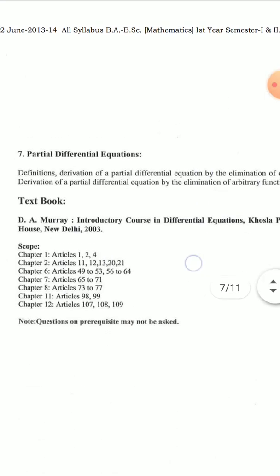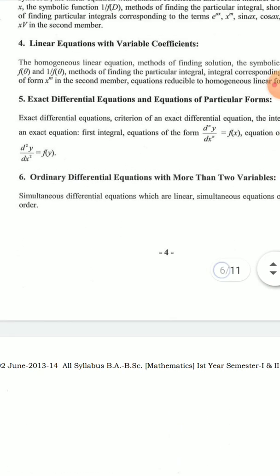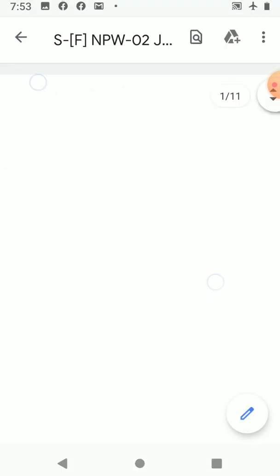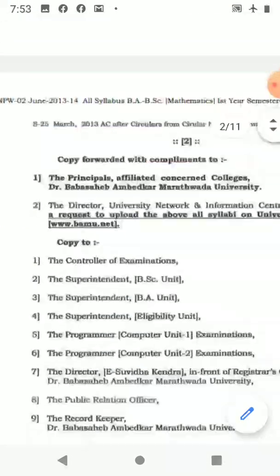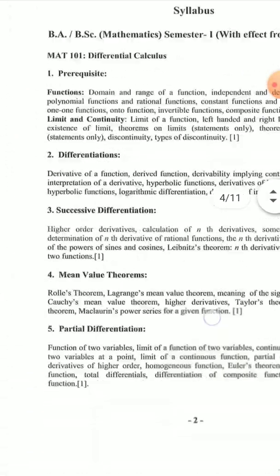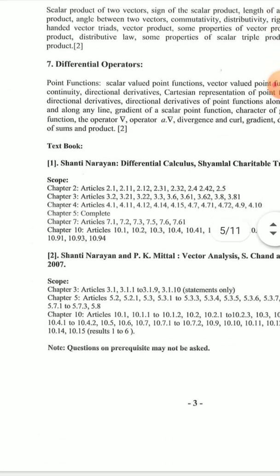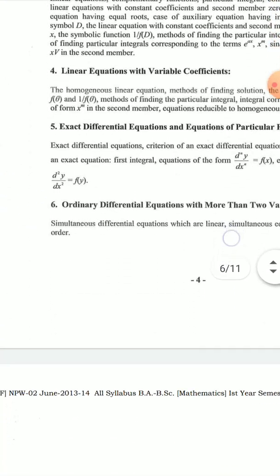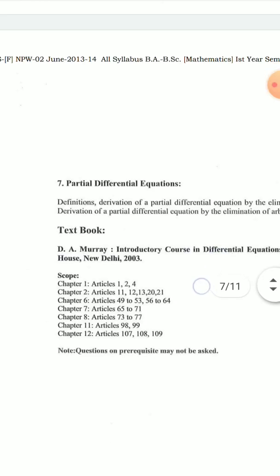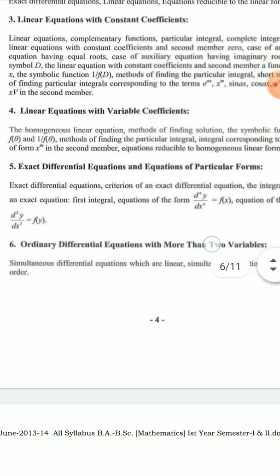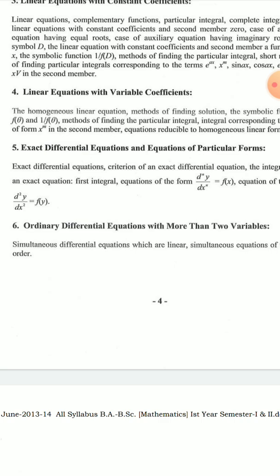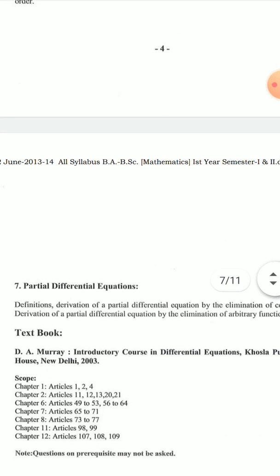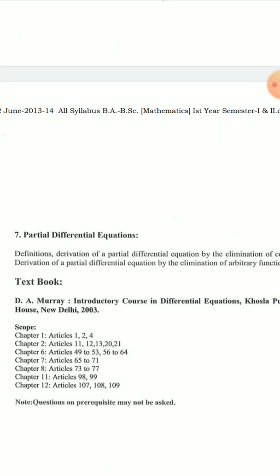is ordinary differential equation with more than one variable. In this chapter, we have to study simultaneous differential equations which are linear. And the last chapter is an introductory chapter about the partial differential equation.